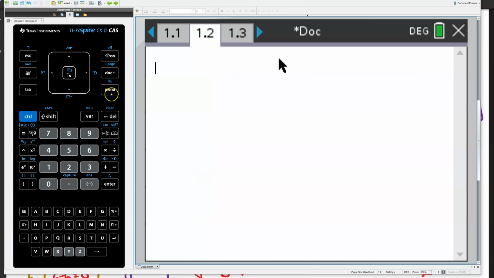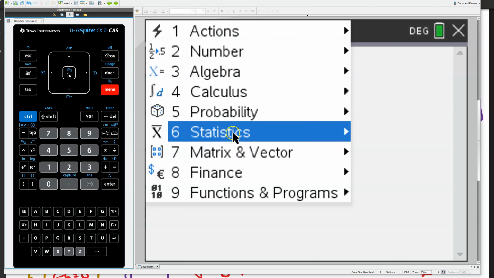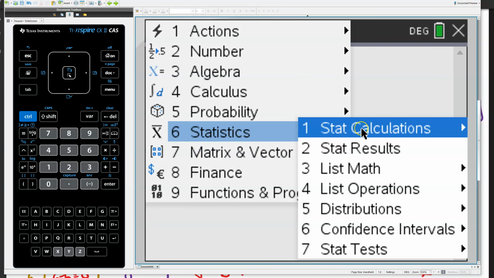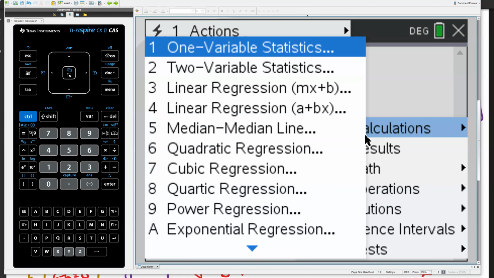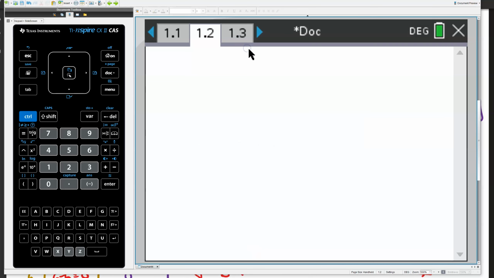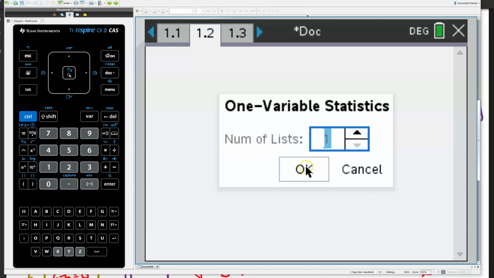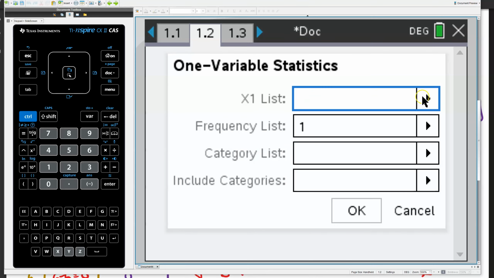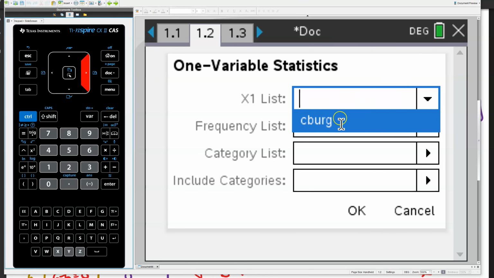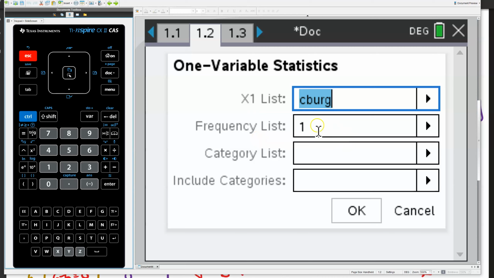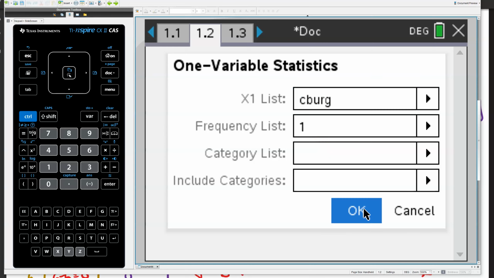And here's the command. Menu, statistics, stat calculations, one variable statistics, number of lists. So we got one list. You're going to hit tab, or I think you can cycle over, and it'll show you what lists are in your calculator. We now just have one list, but if we had a whole bunch of lists, there might be several options. So we're just going to choose that first list, the only list. Keep this at 1. Leave these 3 things alone. We'll maybe talk about those later. Just hit OK and we're done.